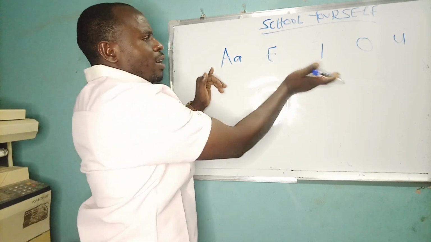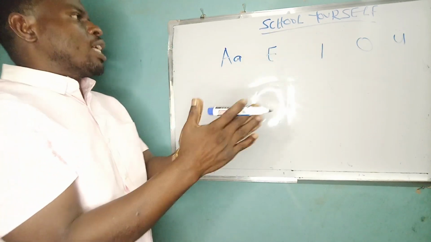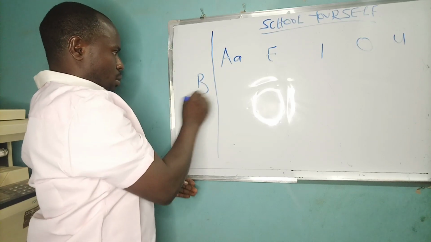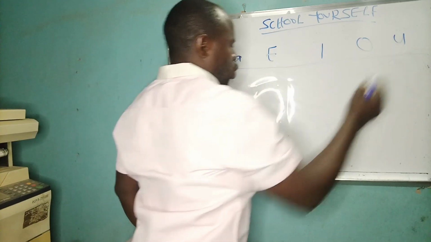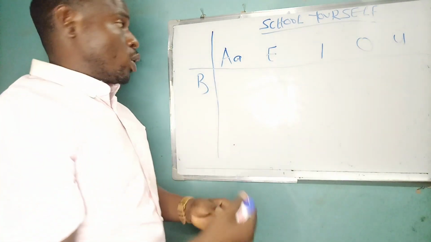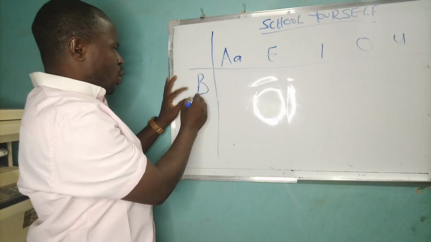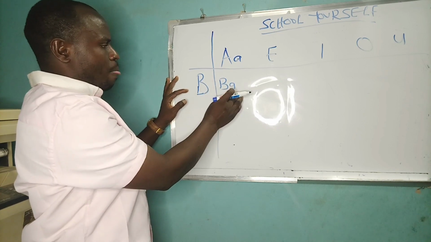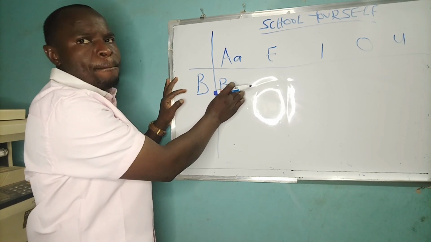Now, these are the vowels. Now, let's try to merge them together with consonants. Okay, consonants. Let's start with B. So we want to be combining consonants and vowels together. Now, this is the B sound. When I have B and A, B with the A sound becomes ba.